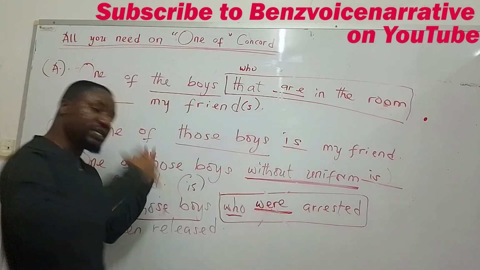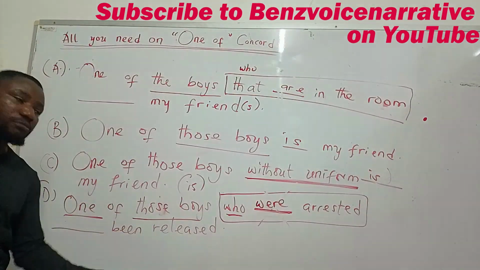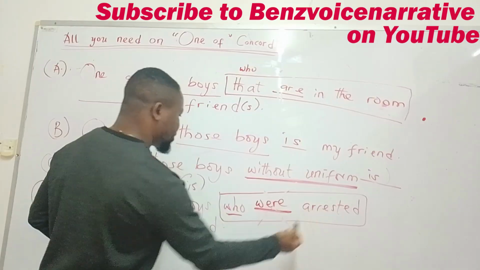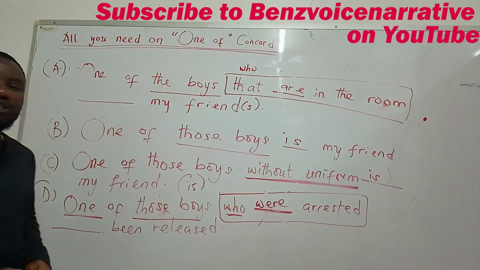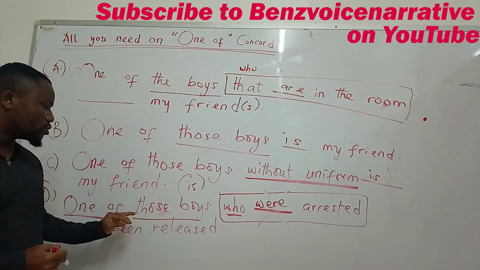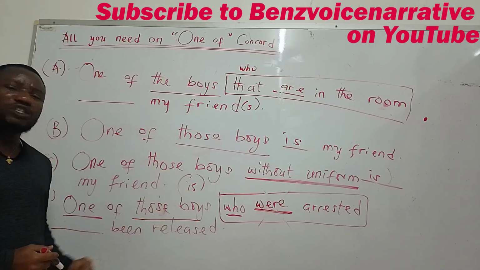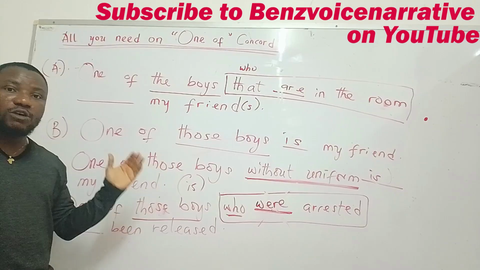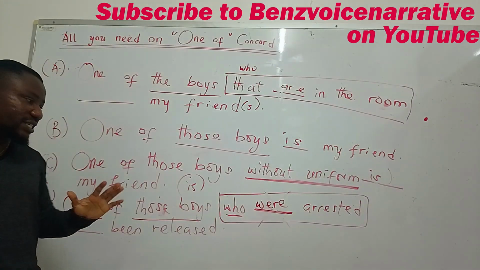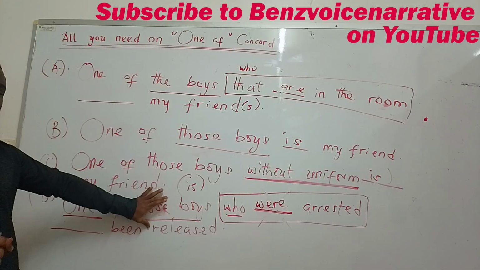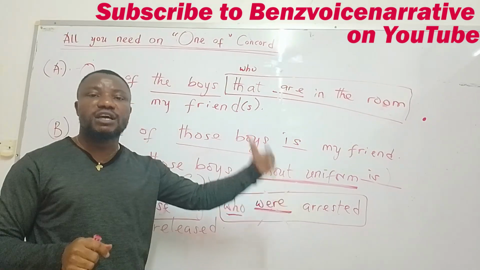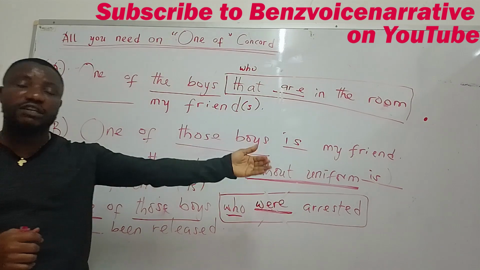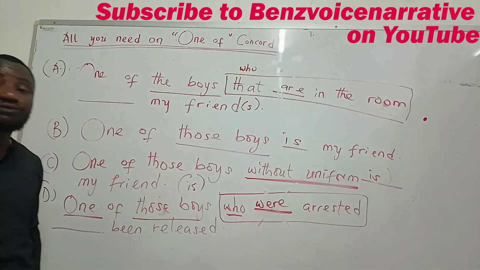Who were, maybe in the past, who are, but of course this situation is in the past. One of those boys who were arrested, not one of those boys who was arrested. Which boys are you talking about? "The boys who was arrested" makes no sense. The grammatical concord is incorrect. So, one of those boys. Which boys? The boys who were arrested last night. The boys who were just one of those boys. Which boys? The boys who were arrested last night has been released.